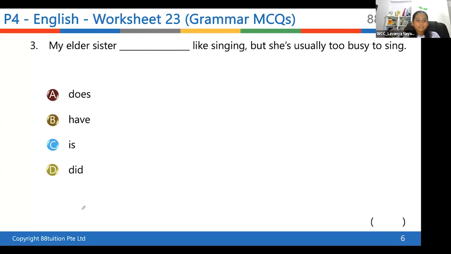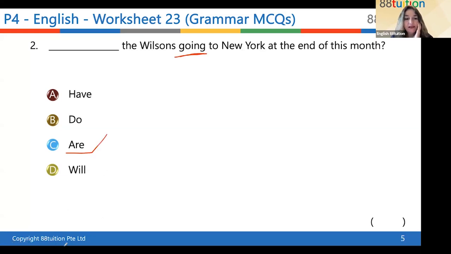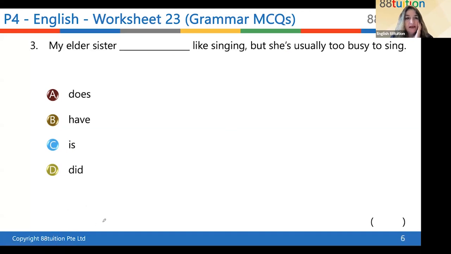Does. Yes. Why do we put does in this sentence? Because it's normally okay to say likes. Because her elder sister is singular. Singular, yeah. So, she does like singing. So it's like the other one we saw just now. I did pass her the message just now. You're emphasizing that you've done something. And in this one, my elder sister does like singing, you know, is saying maybe she doesn't like singing.